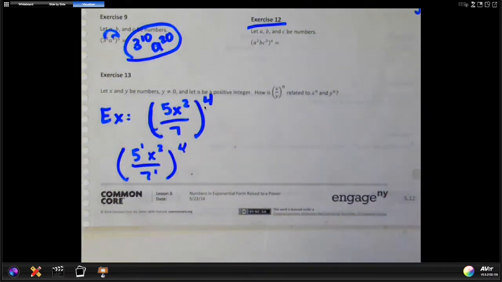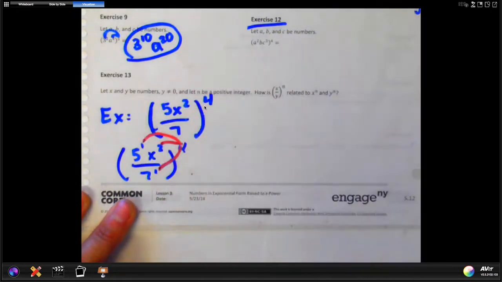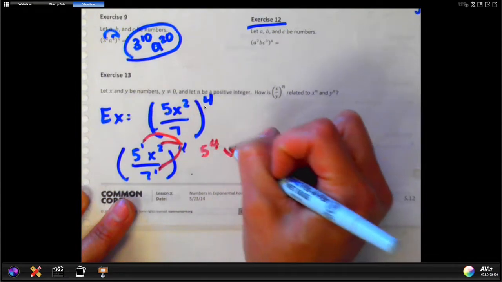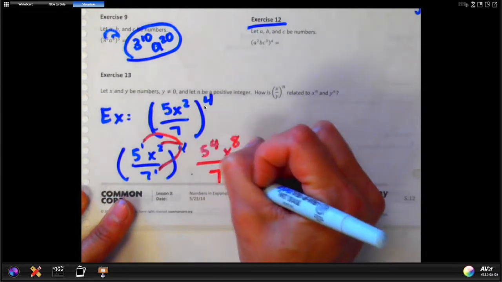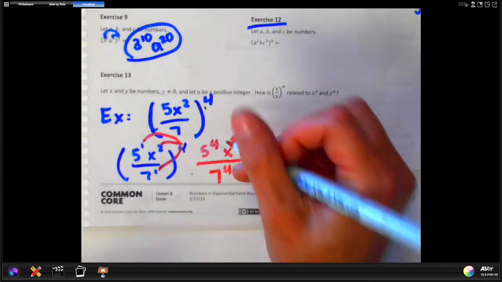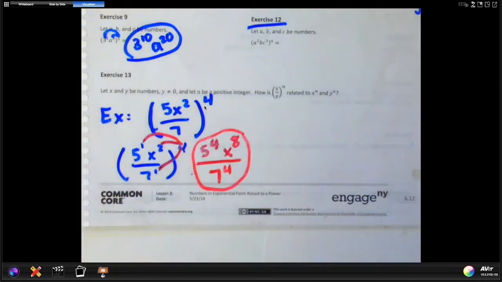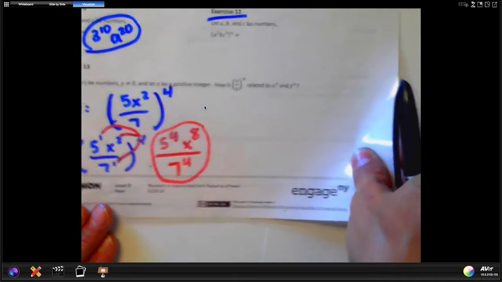So now you are going to distribute that 4 to all of the exponents in the numerator and the denominator. So what you have is actually 3 spots that it's getting distributed to. So you get 5 to the 4th power, x to the 8th, because you have to multiply the 4 and the 2, over 7 to the 4th power. And that can be simplified further later, but for today, we just want to focus on distributing that exponent, okay? And they get more difficult looking, but I say looking because it's the same concept, just more terms.